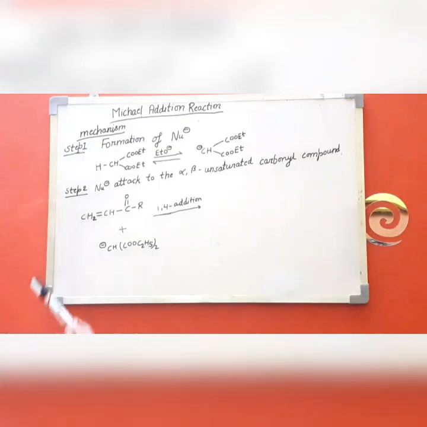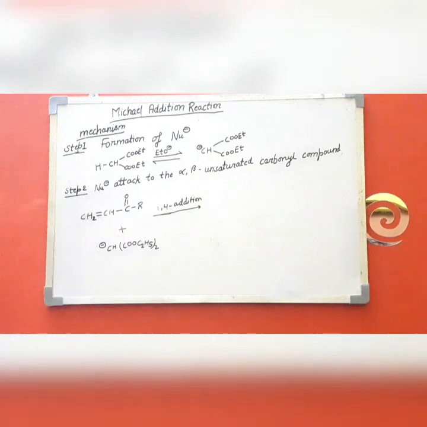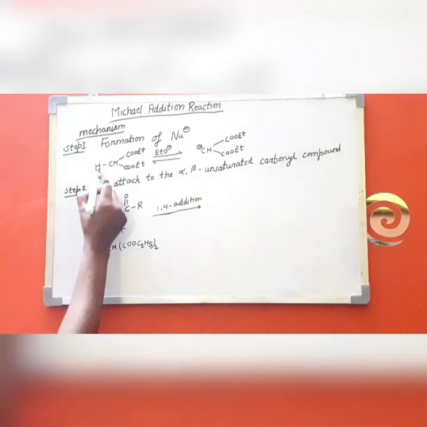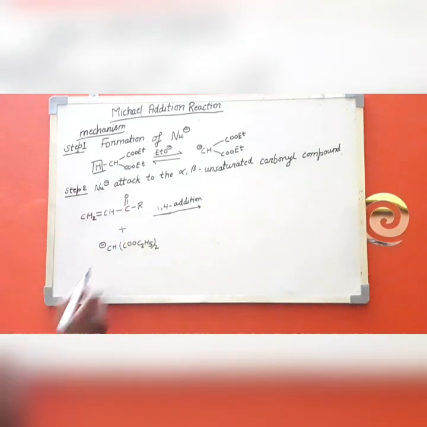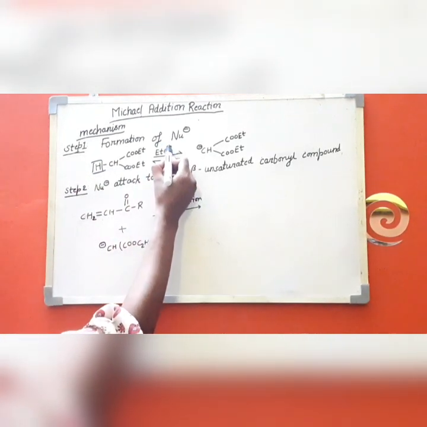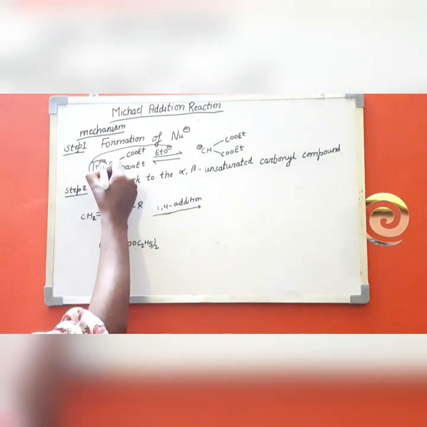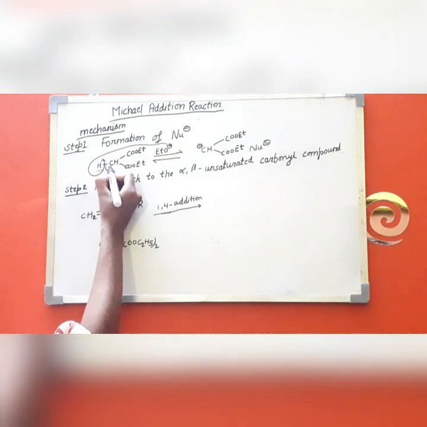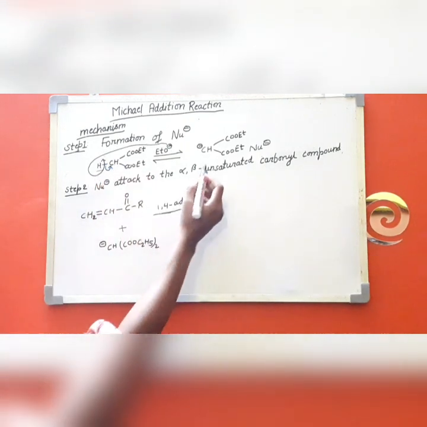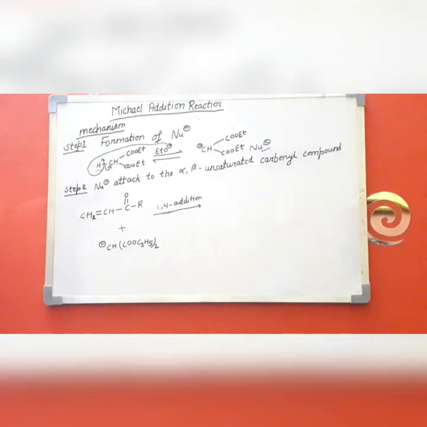In the mechanism, in the first stage there is a formation of the nucleophile. Actually, in malonic ester there is an active hydrogen present. This active hydrogen will be abstracted by the base. This base will abstract this active proton, and this bond will shift to the carbon, and we get the negative charge on the carbon, and it becomes the nucleophile.